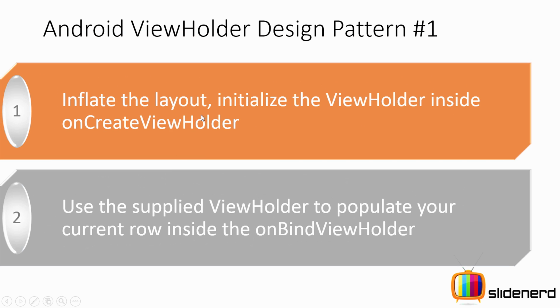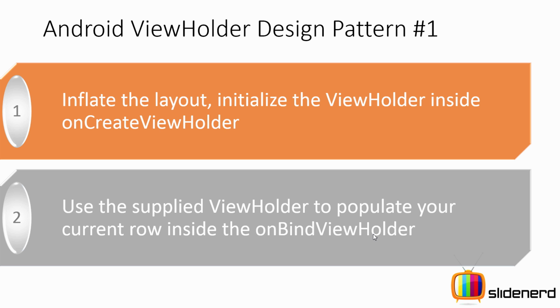First step, inflate the layout and initialize the view holder inside the method called onCreateViewHolder of your adapter. And then you're going to use the provided view holder inside this method called onBindViewHolder to supply the proper values. And in the next video, we're going to take a look at what the adapter is, what the onCreateViewHolder is, what the onBindViewHolder is, how they work together, and how your screen finally looks when you use the right layout manager.